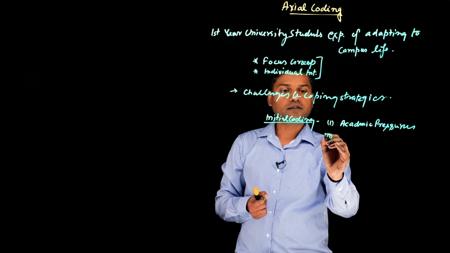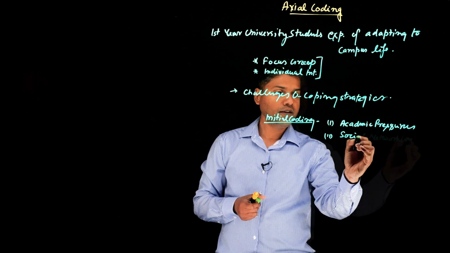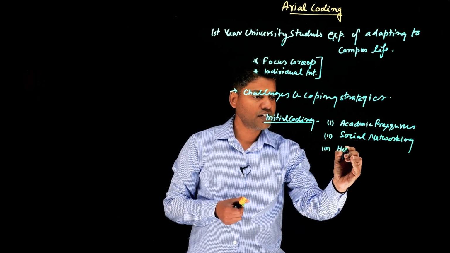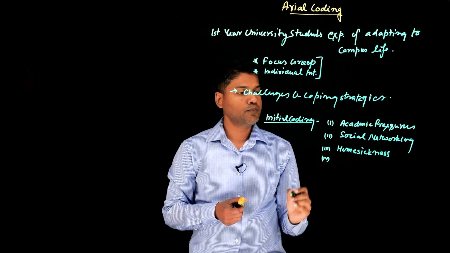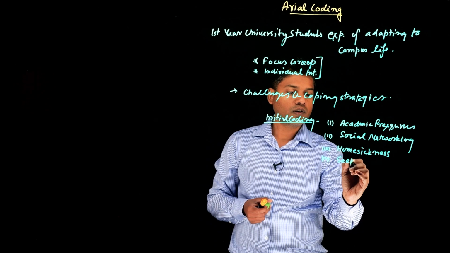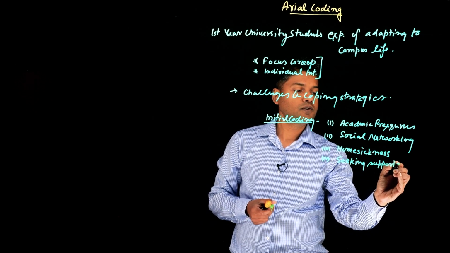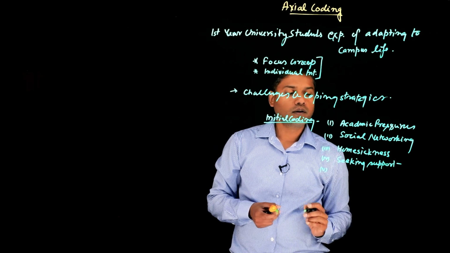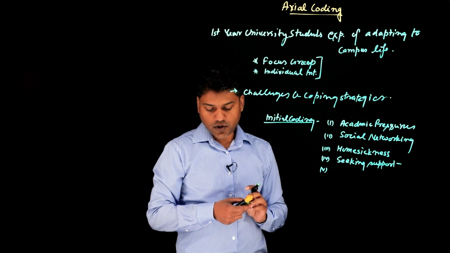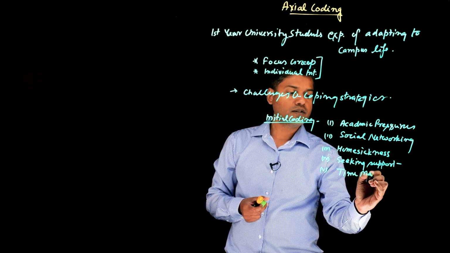Academic pressures, so that's code 1. Code 2, let's say, is social networking. And let's say there is another code which is homesickness. So students reported experiences of homesickness. There is another code, let's say, seeking support. The student talked about what are the various sources of support they sought. And then let's say there is another code called time management.